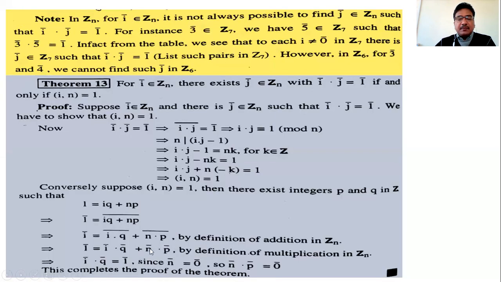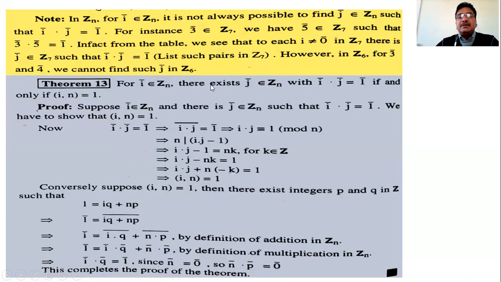And so right here, 0 bar into p bar is 0 bar. Therefore we have i bar into q bar is 1 bar. And that is, we have the element q bar such that i bar into q bar is 1 bar. That is, q bar becomes the inverse of i bar. And hence the theorem. That is what we have to show.